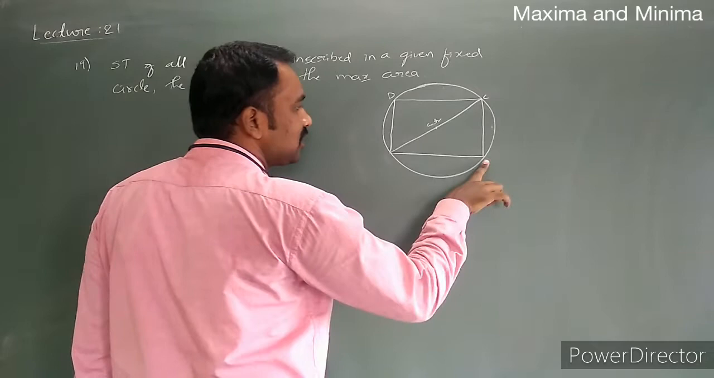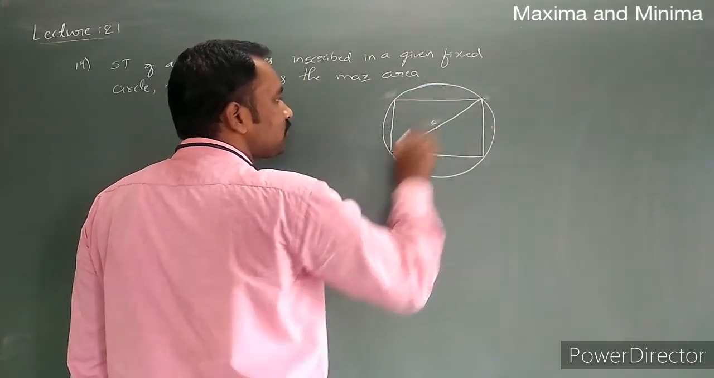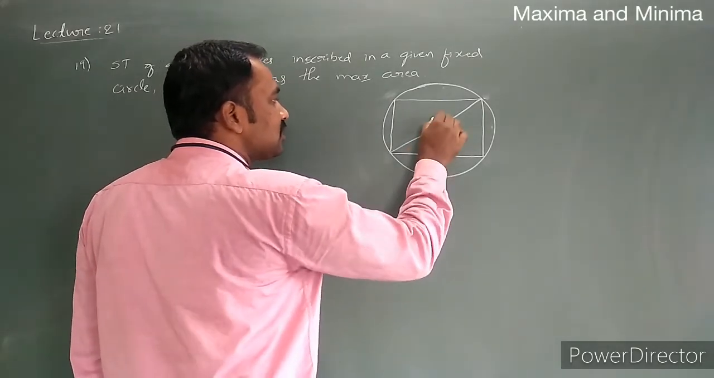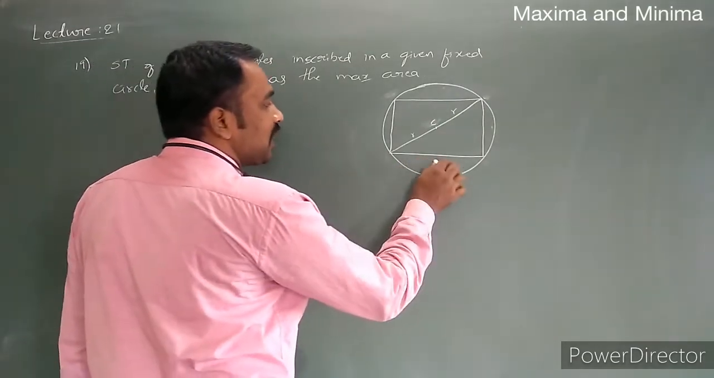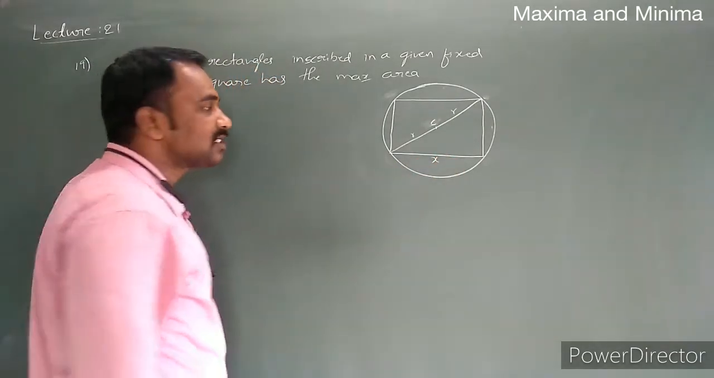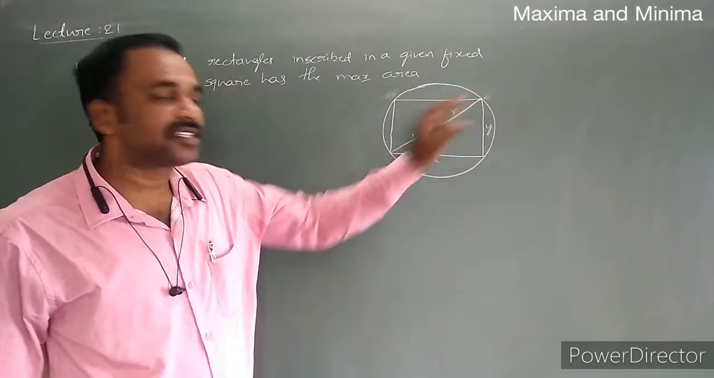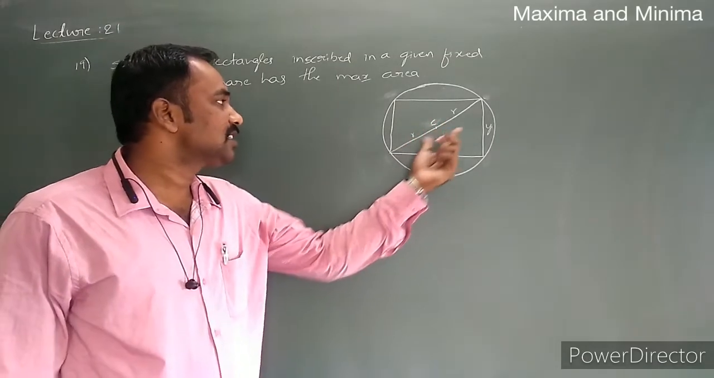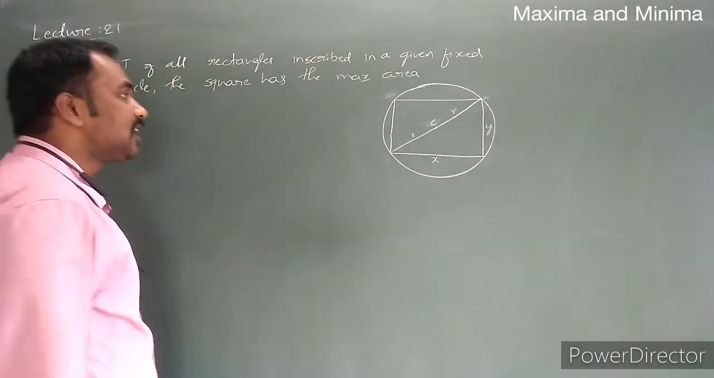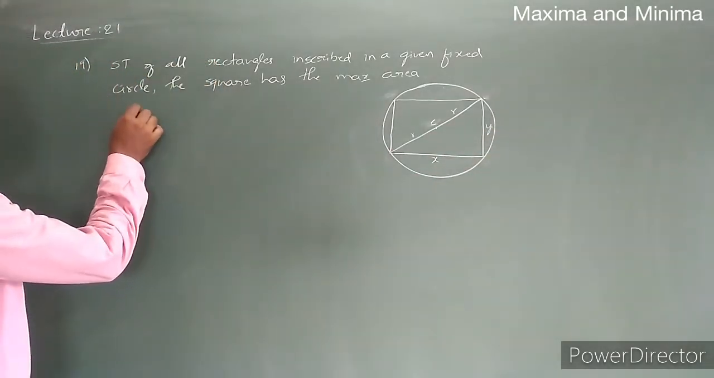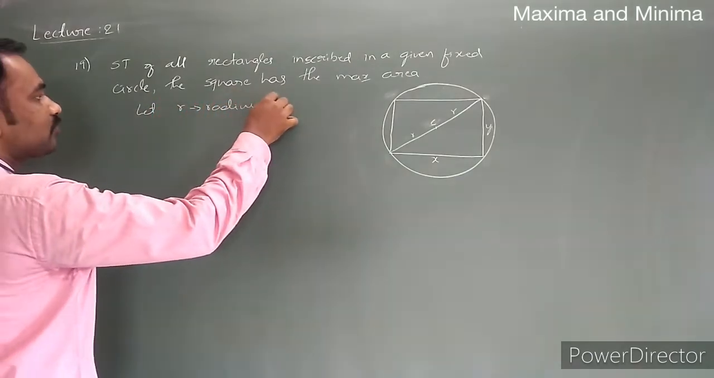I just rub out the name of the rectangle. C is the center of the circle and r is the radius of the circle. Then I consider the length of the rectangle as x and the breadth of the rectangle as y. We have to prove that the square has the maximum area. Let r be the radius of the circle.